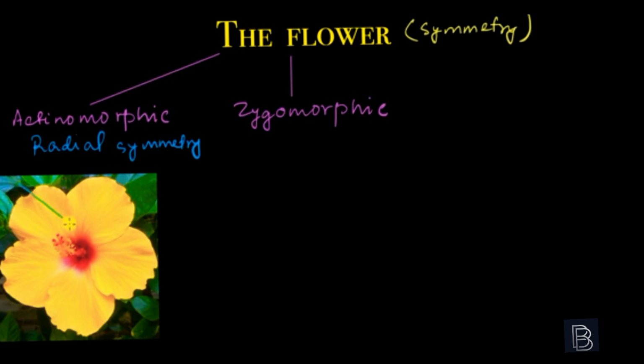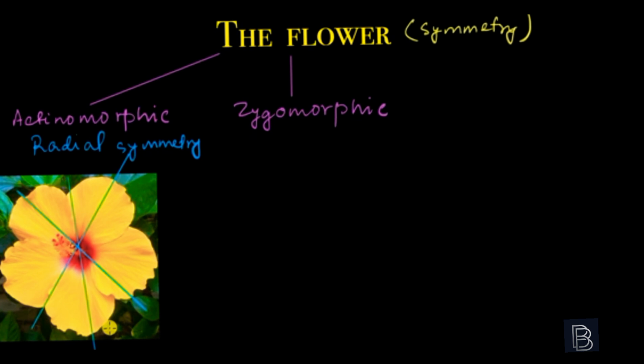So this is one plane, this is another plane, this is another plane, and so on. There are 5 planes like this. I have drawn lines here, but if you imagine three-dimensionally, then actually these are planes that are cutting the flower. So there are 5 such planes in this case which can cut the flower in a way that we can divide the flower into 2 equal halves.